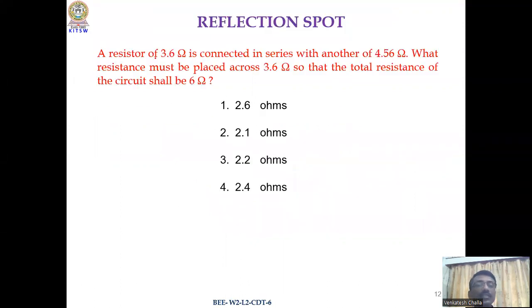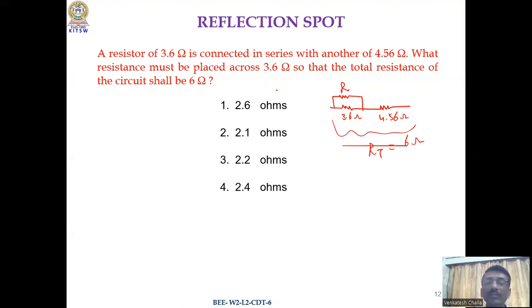Next one: a resistor of 3.6 ohms is connected in series with another resistor of 4.56 ohms. So we have two resistors, this is 3.6 ohms and another one is 4.56 ohms. What resistance must be placed across the 3.6 ohm resistor, if I connect one extra resistor R, so that the total resistance RT of the circuit shall be 6 ohms?